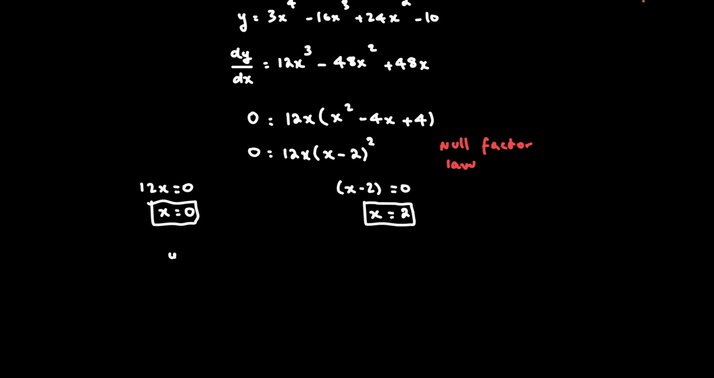So into the first one, I'm simply going to plug in x equals 0. So 3 times 0 to the power of 4. And you can recognize that all of these terms will be cancelling out, and we'll simply be left with minus 10.